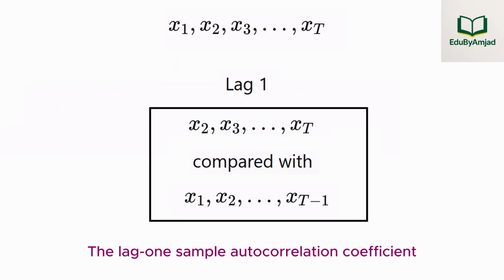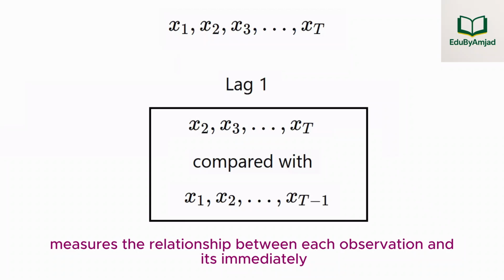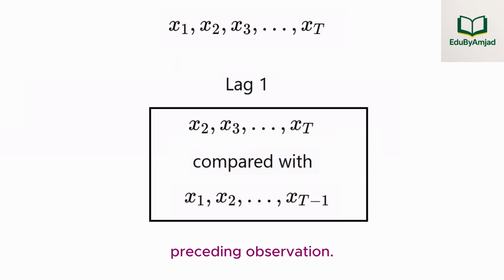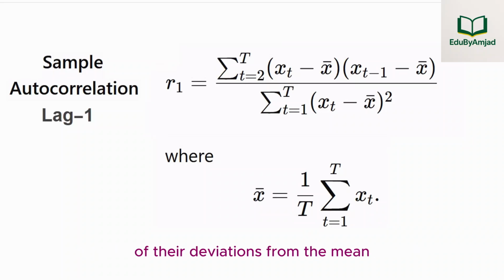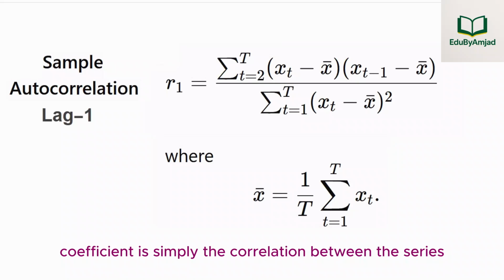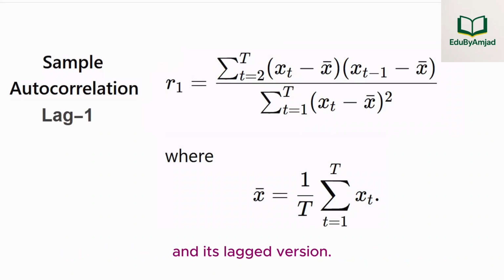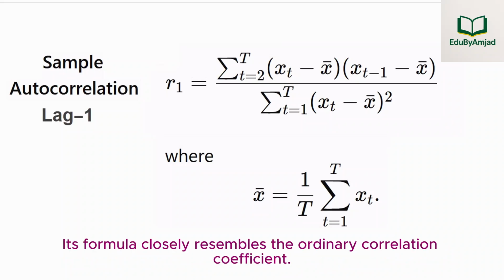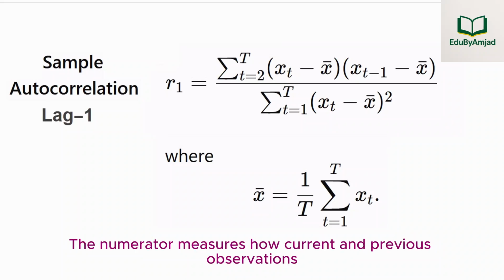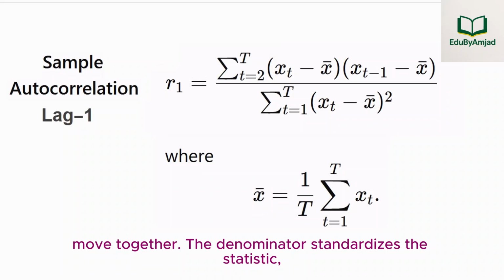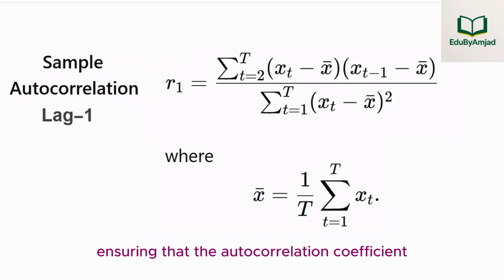The Lag-1 sample autocorrelation coefficient measures the relationship between each observation and its immediately preceding observation. It is obtained by dividing the sum of the products of their deviations from the mean by the total variation in the series. Here, x bar denotes the sample mean. The Lag-1 sample autocorrelation coefficient is simply the correlation between the series and its lagged version. Its formula closely resembles the ordinary correlation coefficient. The numerator measures how current and previous observations move together. The denominator standardizes the statistic, ensuring that the autocorrelation coefficient always lies between -1 and +1.